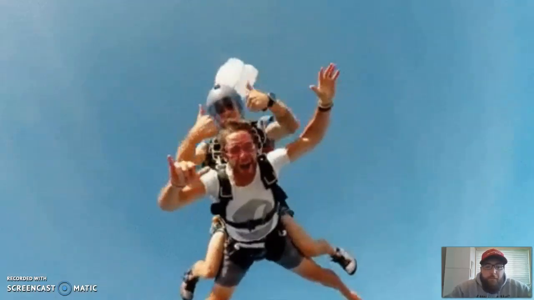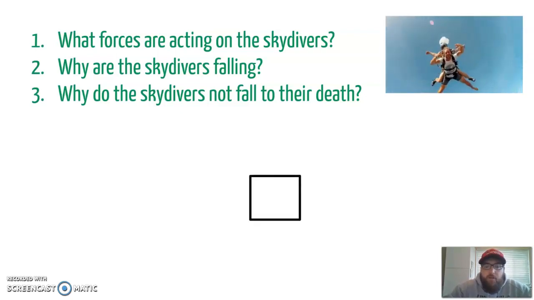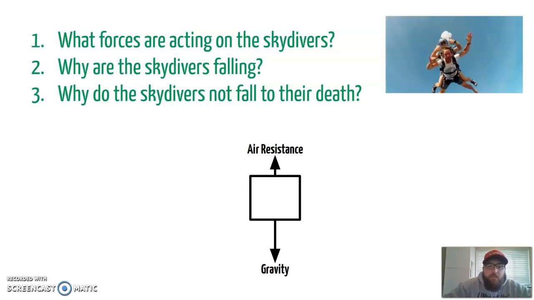All right, next example. We have some skydivers. Number one, what forces are acting on the skydivers? Let's draw a diagram to represent this. So here's the square that'll represent our skydivers. You guessed it, we have gravity pulling down on them. We're not going to have any normal force because they are in free fall. They are not resting on a surface as they fall through the air, but there is something else acting on them as they fall through the air, and that is air resistance.